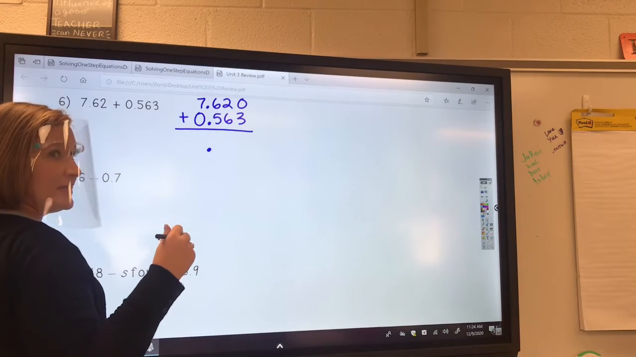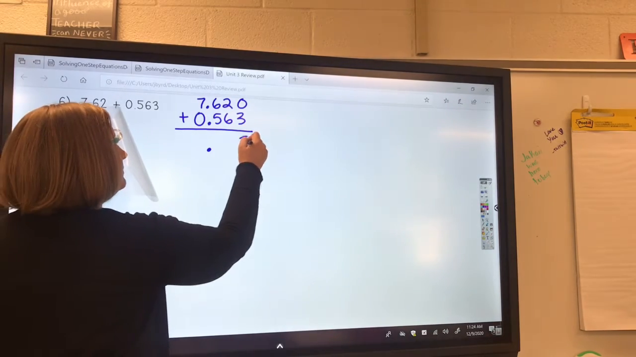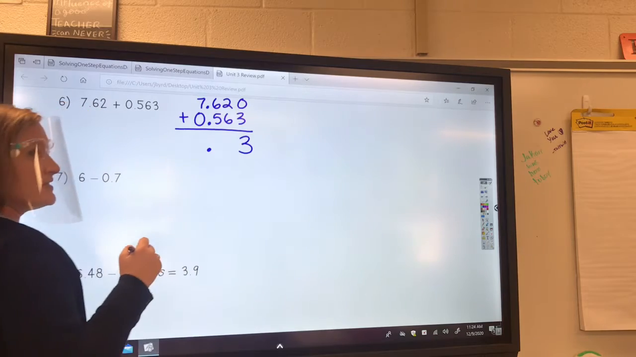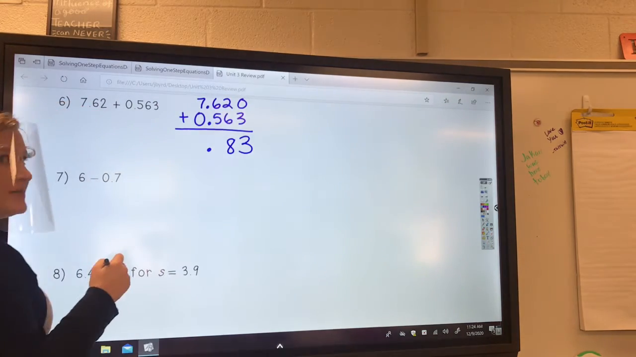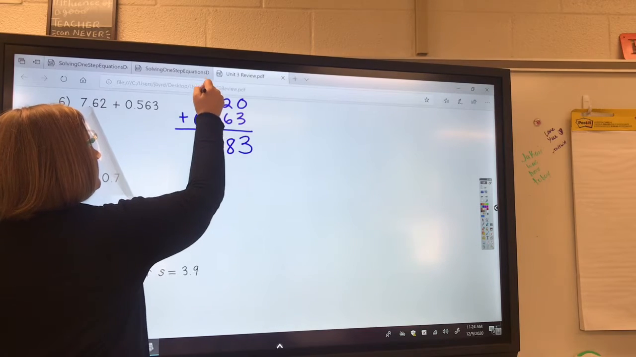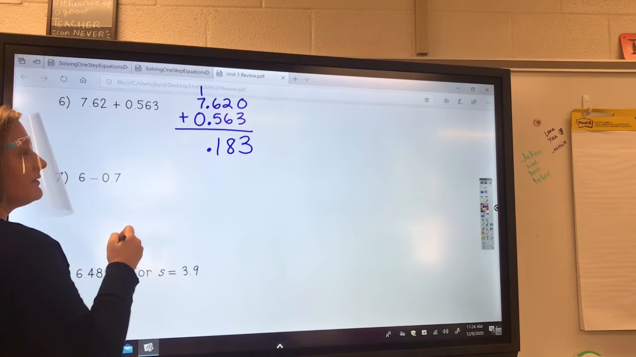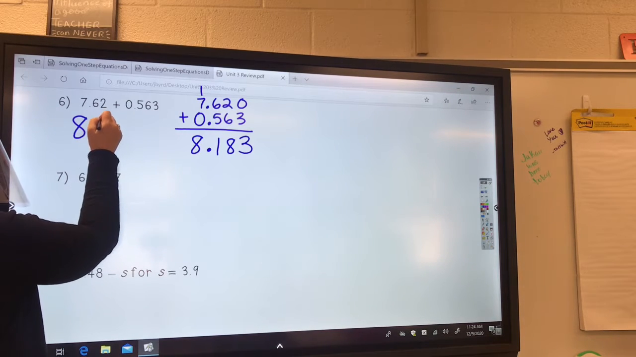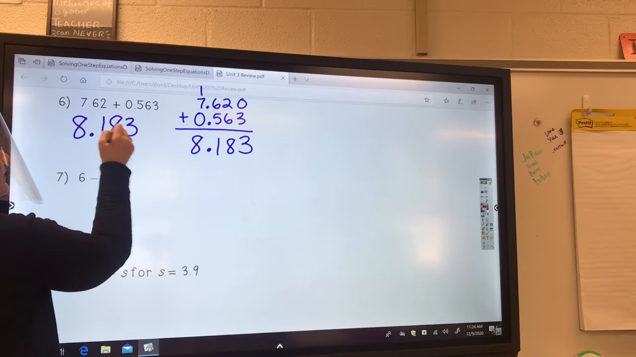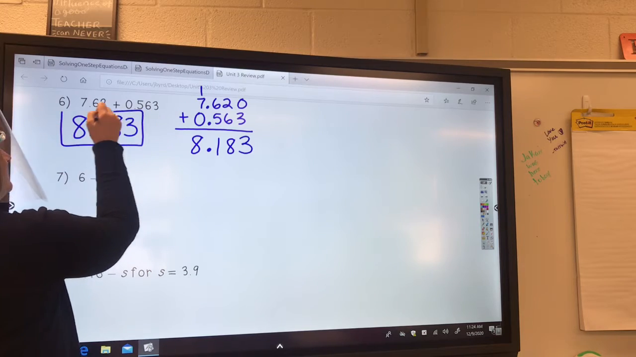0 plus 3 is 3. 2 plus 6 is 8. 6 plus 5 is 11. Carry. 1 plus 7 is 8. So I want you to write your answer right here and put a box around it.